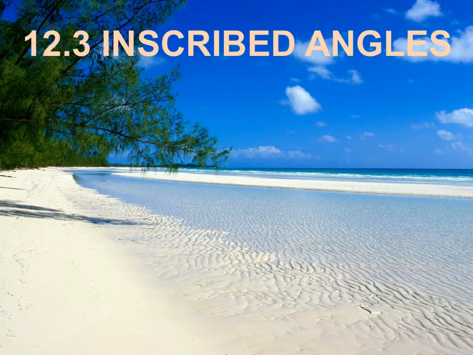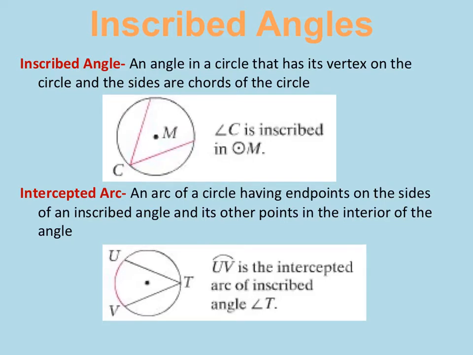In this video, we will discuss inscribed angles in circles. First, let's describe what an inscribed angle and intercepted arc is. An inscribed angle is an angle in a circle that has its vertex on the circle and the sides are chords of the circle. So if we look at this angle, it is an example of an inscribed angle because its sides are chords and the vertex of the angle is on the circle.